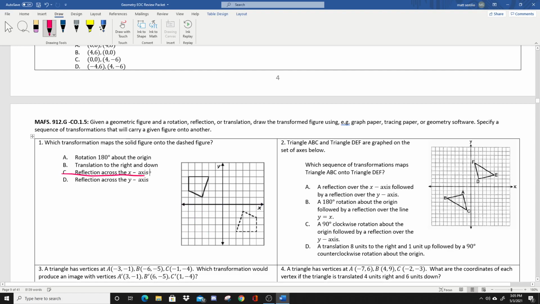Same reasoning for part D. If I just reflected over the y-axis, my image would just go somewhere over here. So we're not quite getting there. So our answer is not D either.